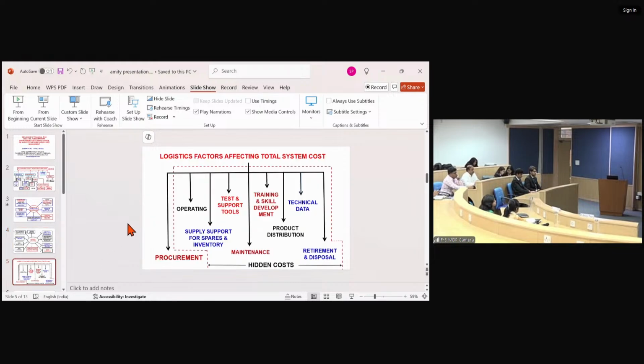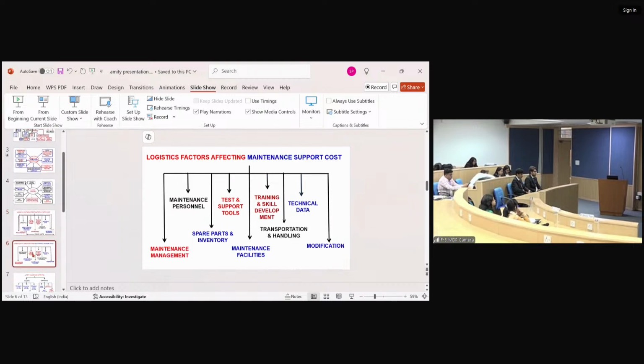Then comes, what are the logistic factors for total system cost? As I told earlier, we only think about the procurement cost, but there are so many hidden costs: operating the system, supply support for spares and inventory, test support, maintenance, training and skill development, production distribution, technical data, and finally retirement of the system.